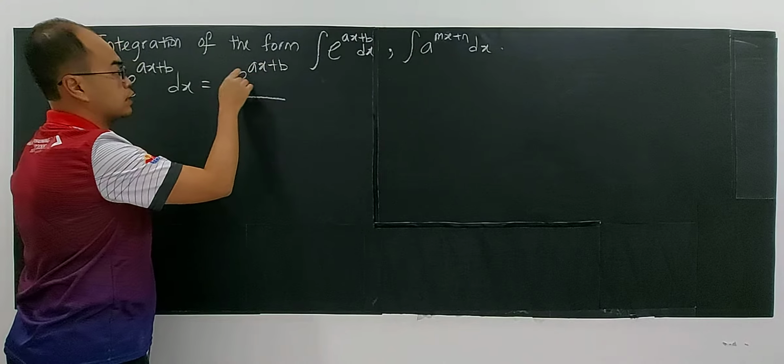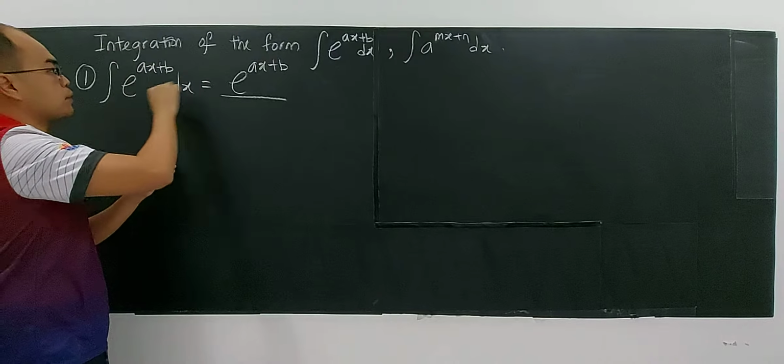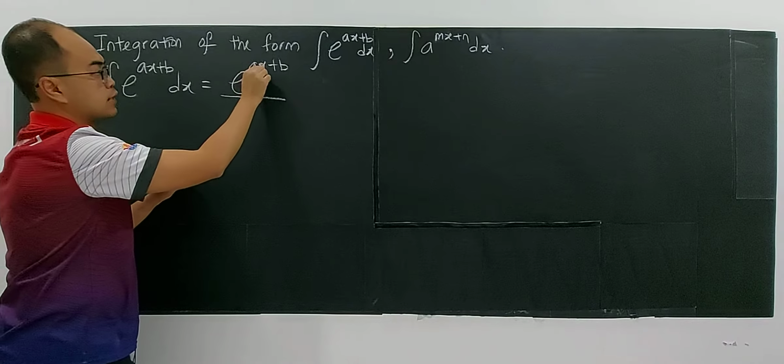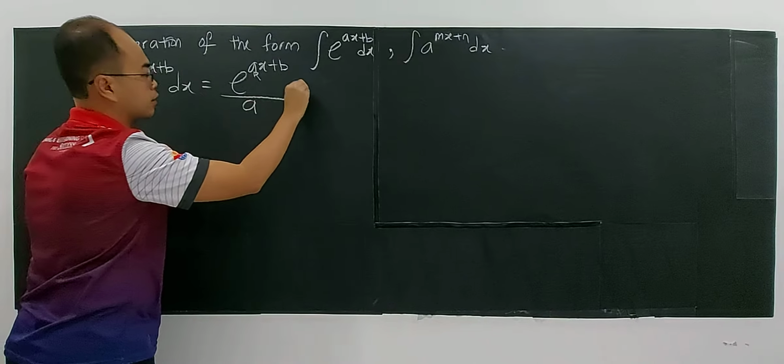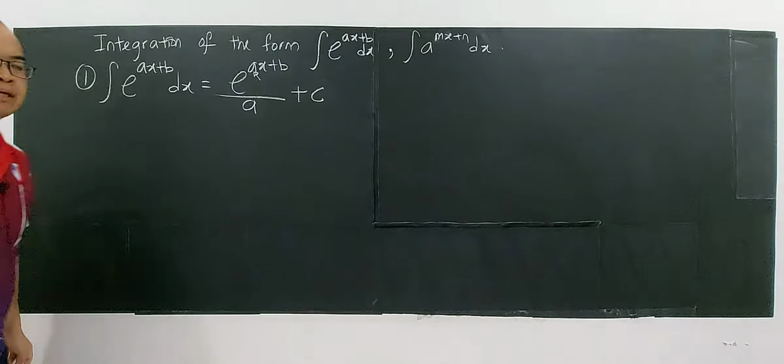So as you see, with e to the power of ax plus b, you just copy back. Then you look at the coefficient of x. The coefficient of x is a. Then you divide by a, plus c. That's all. As simple as that.